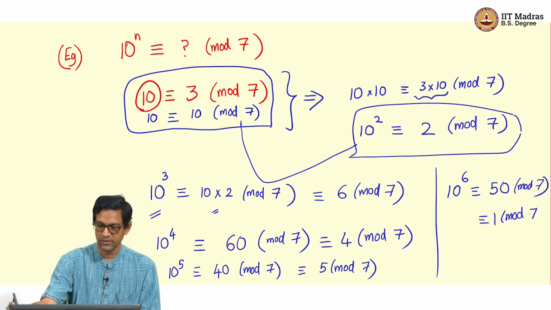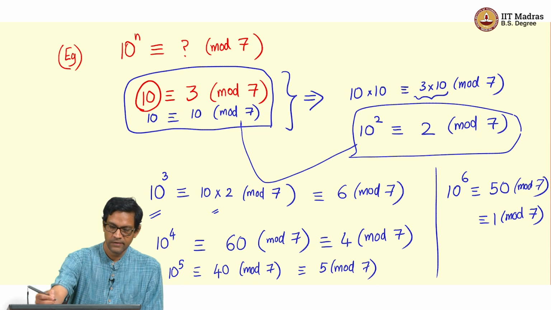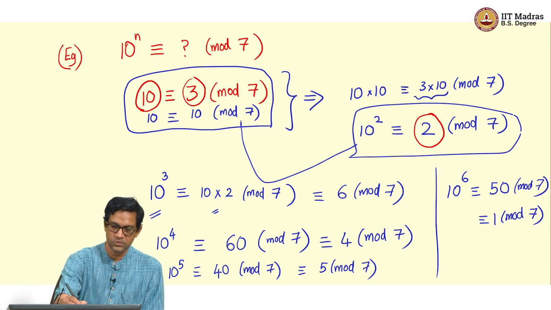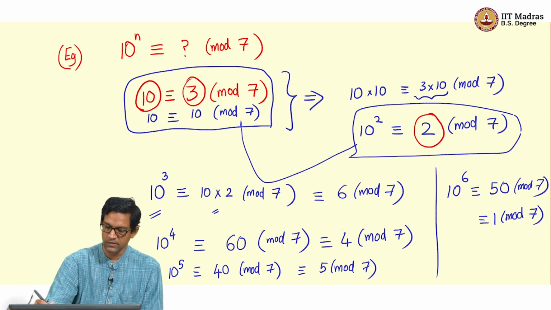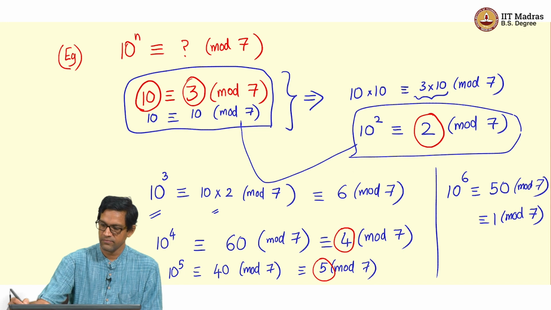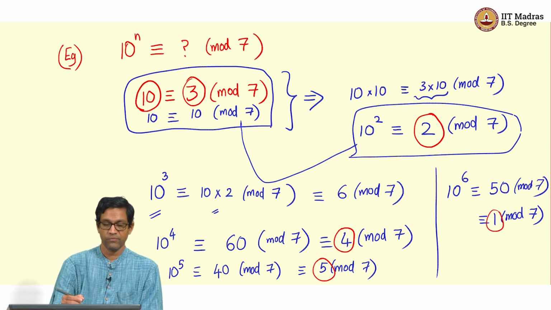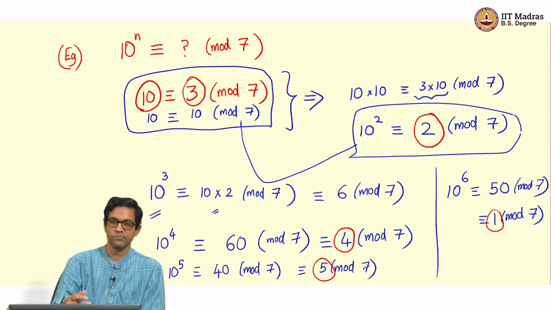Recall, these were the very same numbers that we generated when we were trying to figure out what the various powers of 10 were congruent to. So 10 squared was 2, this was 3, then there was 4, 5, and then finally a 1. So what we have done here is really computed these numbers in a much simpler fashion by using the rules, or the arithmetic, of congruences.